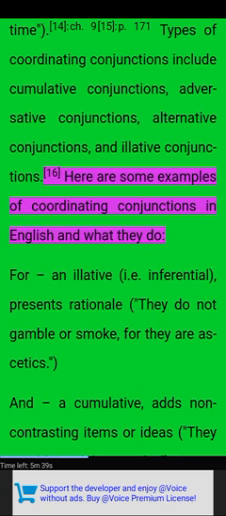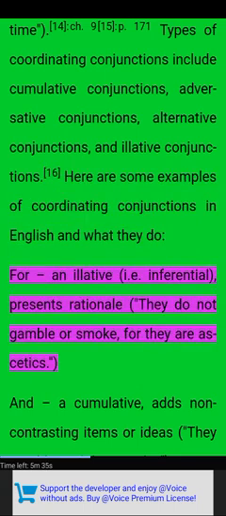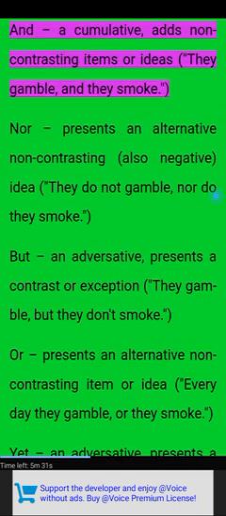Here are some examples of coordinating conjunctions in English and what they do. For, an illative, i.e. inferential, presents rationale: they do not gamble or smoke, for they are ascetics. And, a cumulative, adds non-contrasting items or ideas: they gamble, and they smoke.